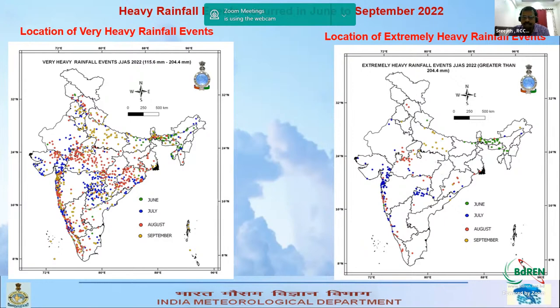You can see that over northeast India, we got rainfall deficiency. However, we got many days in June with extremely heavy rainfall over the northeast region.